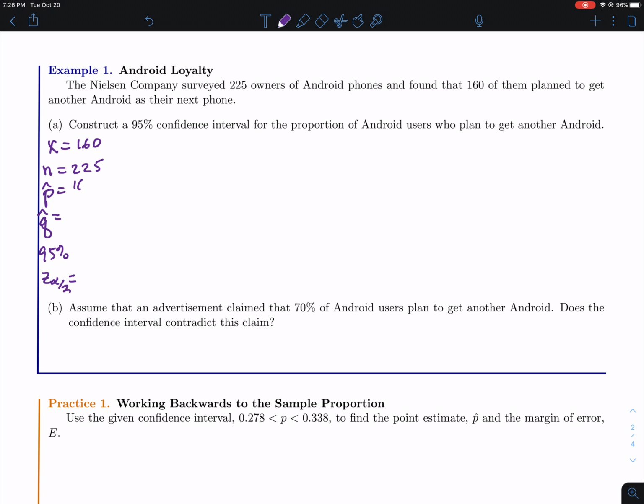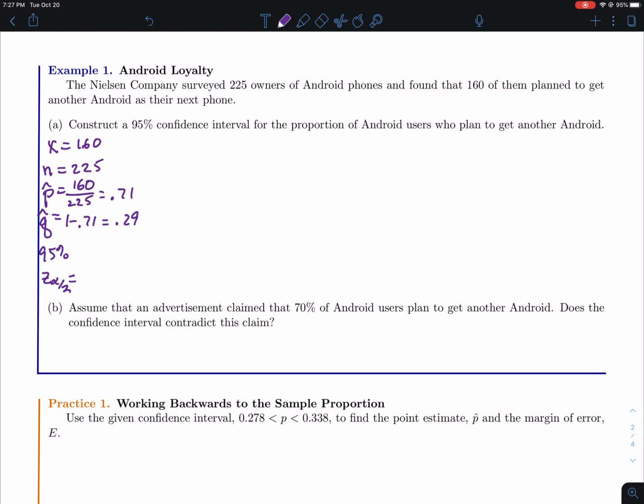So in this case, our p hat is just going to be 160 over 225, which, if I throw that in the calculator, gives me 0.711. I'm just going to leave it at 0.71 for the moment to make it a little easier. Now I need to figure out my q hat, which is just going to be 1 minus 0.71, which is 0.29 in this case.